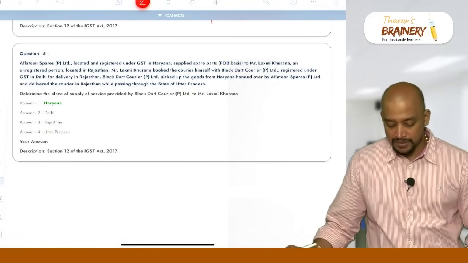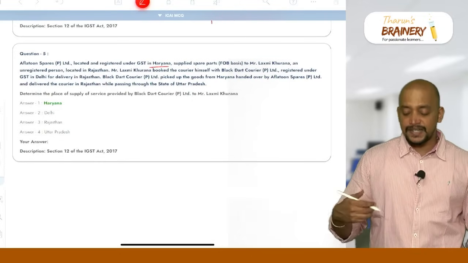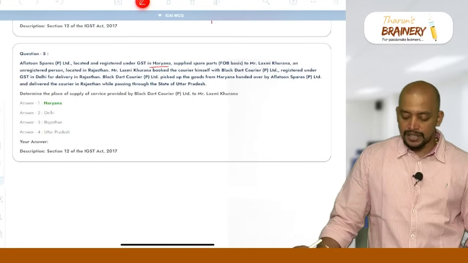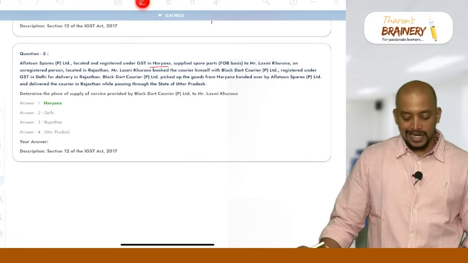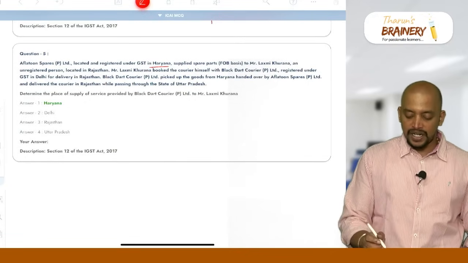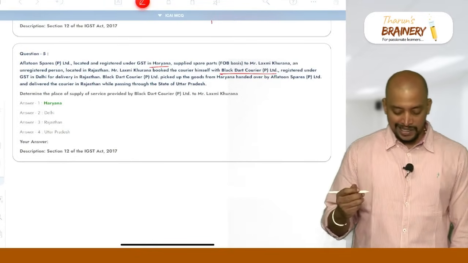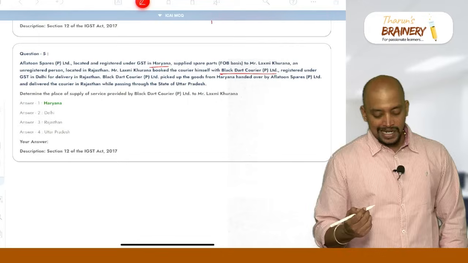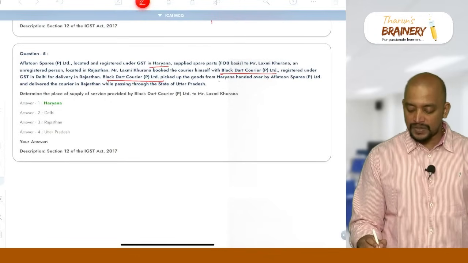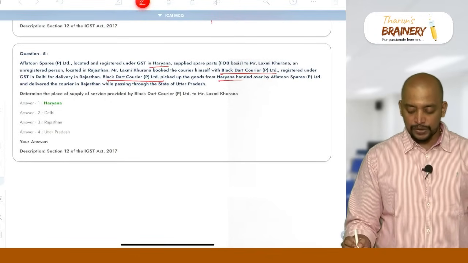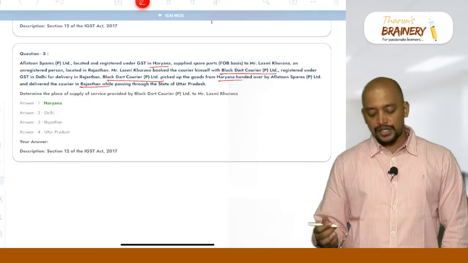Aflatun Spares Private Limited, located and registered under GST in Haryana, supplied spare parts FOB basis to Mr. Lakshmi Kurana, an unregistered person located in Rajasthan. Mr. Lakshmi Kurana booked the courier himself with Black Dot Courier Private Limited, registered under GST in Delhi, for delivery in Rajasthan. Black Dot Courier picked up the goods from Haryana, handed over by Aflatun Spares Private Limited, and delivered the courier in Rajasthan while passing through the state of Uttar Pradesh.